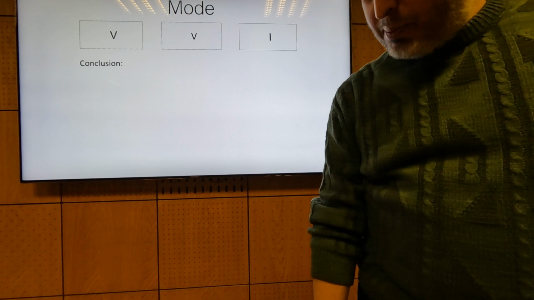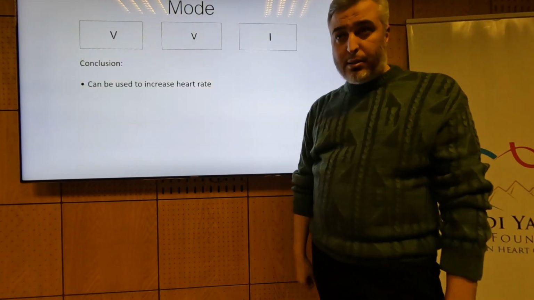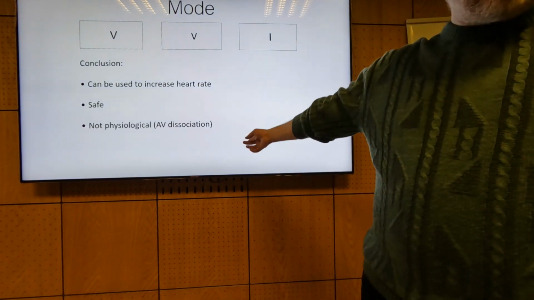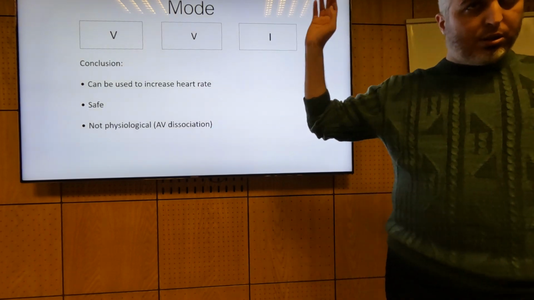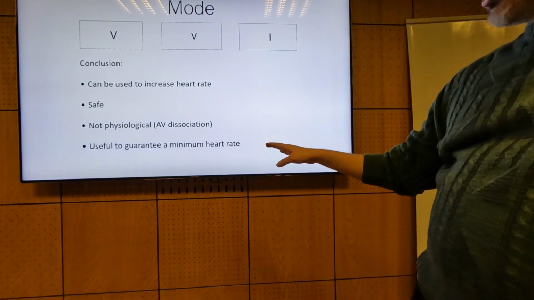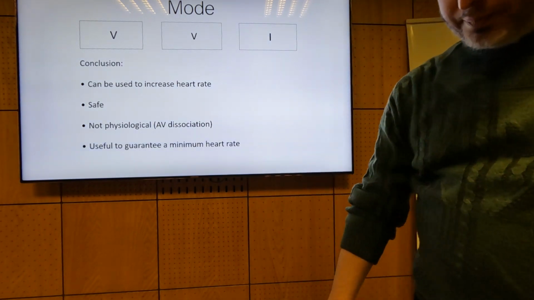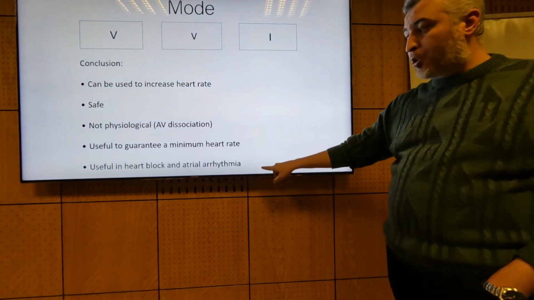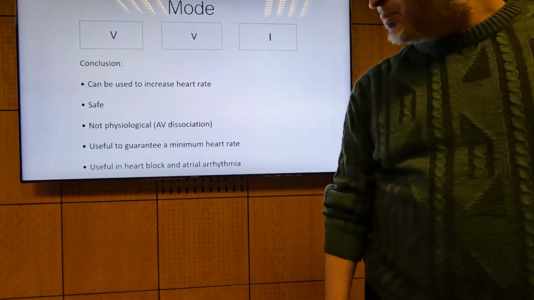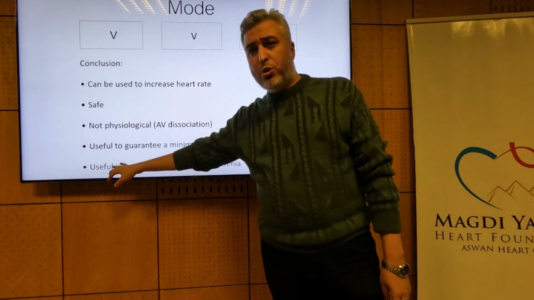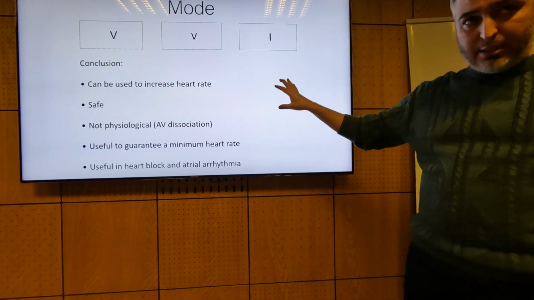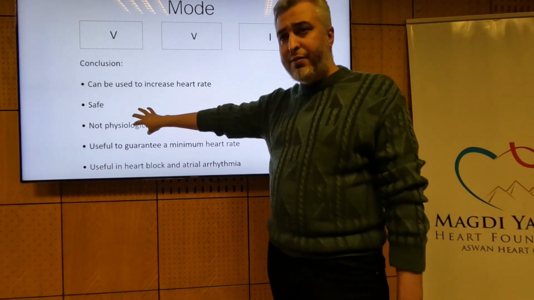So in conclusion, VVI can be used to increase the heart rate. It is safe. It is not physiological. You get AV dissociation. Intra and interventricular synchrony are lost. But it is useful to guarantee a minimum heart rate as a backup. And it can be used in heart block and atrial arrhythmia. When I say atrial arrhythmia, most of the time I mean AF. Okay? In these situations, we're not getting benefit from atrial pacing. So ventricular pacing is definitely valuable. It just has the problem of not being physiological.